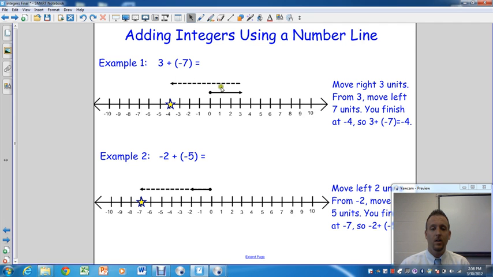So positive 3, 1, 2, 3. Positives to the right. Now, we have to add a negative 7. And since negatives are to the left, we are now going to go to the left 7. 1, 2, 3, 4, 5, 6, 7. We end up at negative 4.